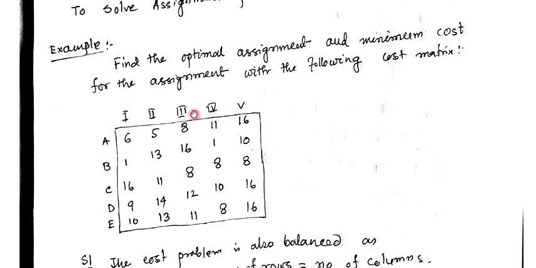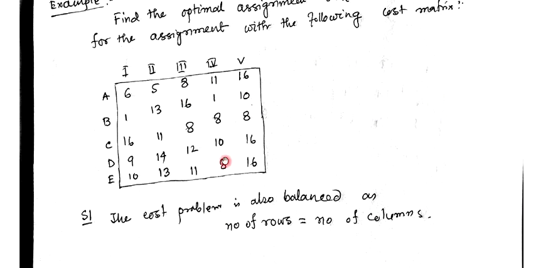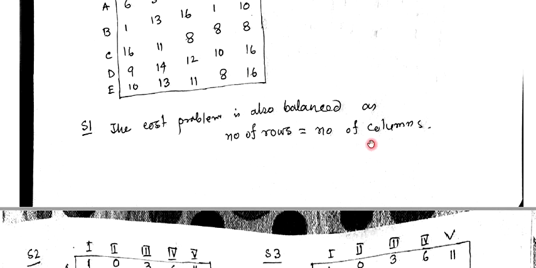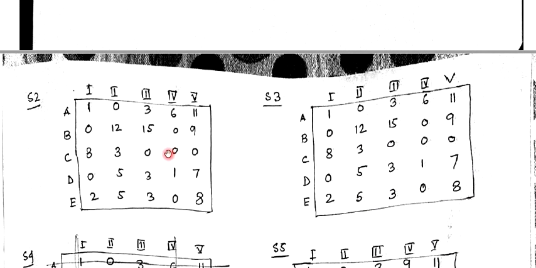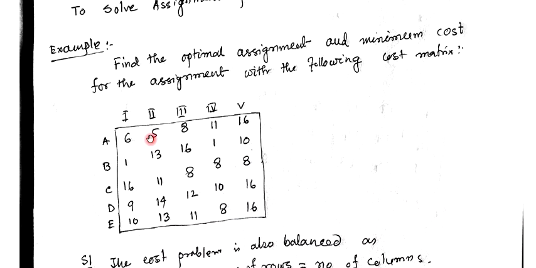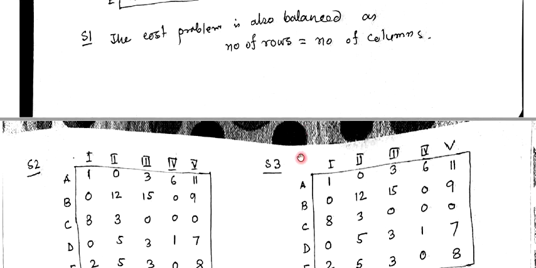Now here we've taken an example: find the optimal assignment and minimum cost of the assignment with the following cost matrix. Here the cost matrix is given with 5 persons and 5 jobs. Since the number of rows and the number of columns are equal, it is balanced. First we subtract the minimum element of each row throughout the row. That means 5 is subtracted from all the elements of the first row, then 1 from all the elements of this row, then 8, then 9, and then 8 from all the elements of the last row. Then we get this matrix.